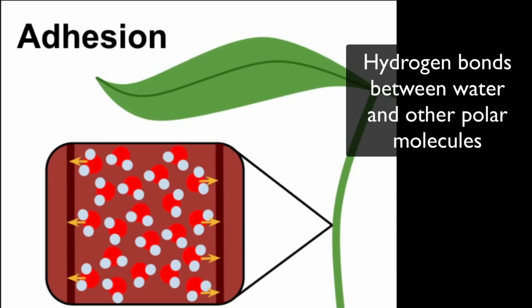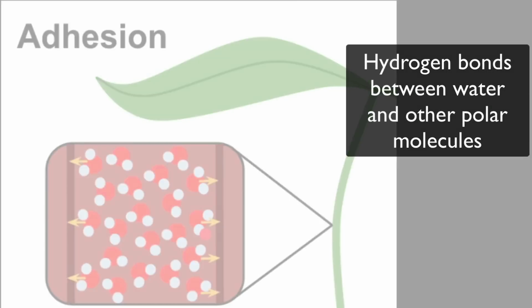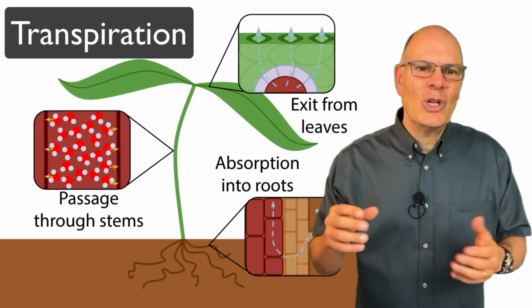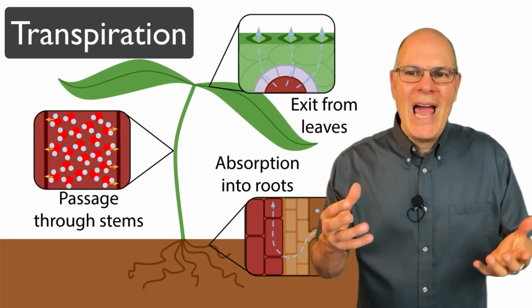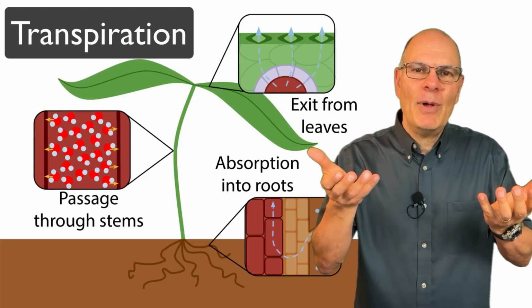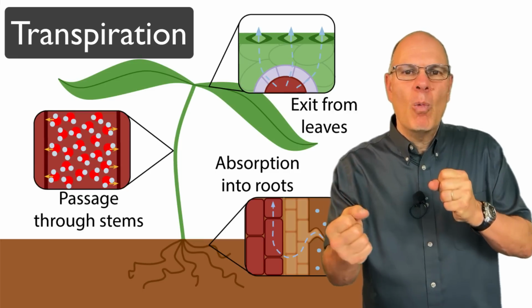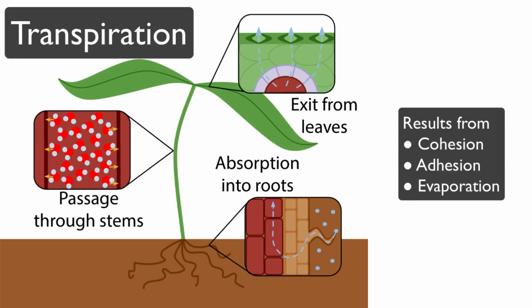Adhesion is water sticking to other stuff. So for example, here you see hydrogen bonds between water molecules and the cellulose walls that make up the conductive tubes of plants, which are also called xylem. A phenomenal thing is called transpiration, which is how water gets pulled up to the top of trees, and that's all based on water's ability to cohere to other water molecules and to adhere to the sides of the conductive tubes of plants as water evaporates from the top.